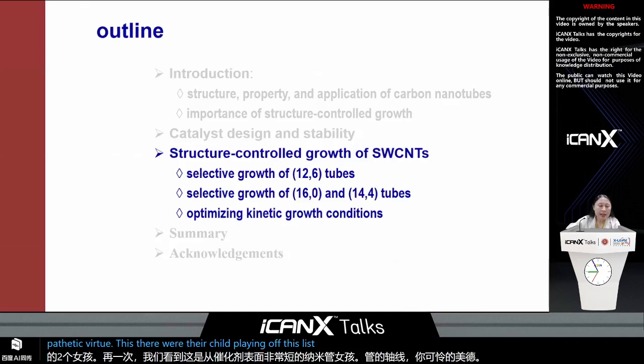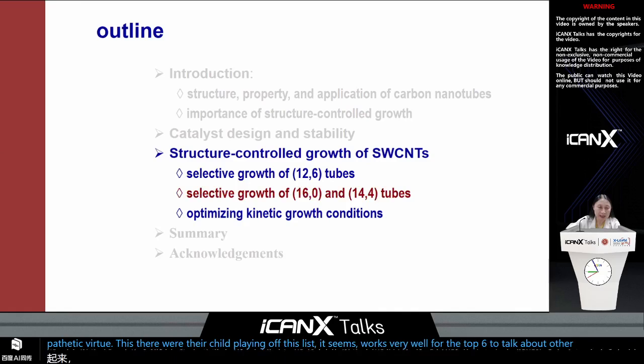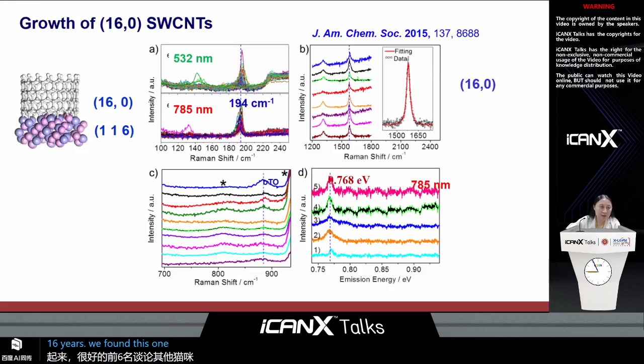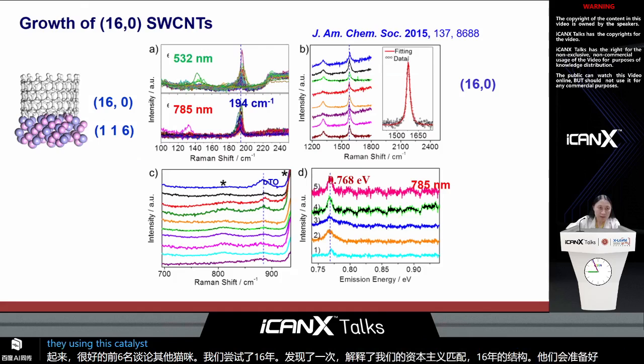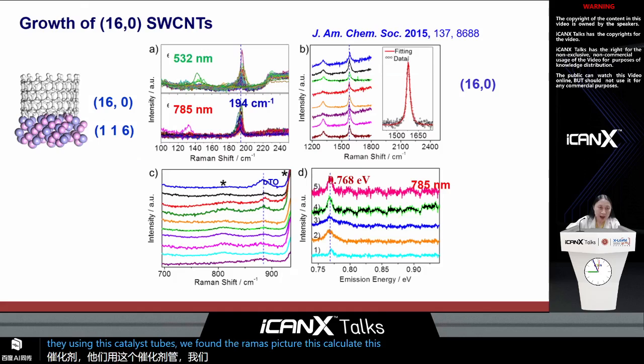How about other chiralities? Then we tried (16,0) tubes. We found this (116) plane of our catalyst matches this end structure of (16,0) tubes. Then we prepared this catalyst, and using this catalyst to grow tubes, we found in the Raman spectra that these tubes have RBM at 194. They also show fluorescence at 0.768 eV.